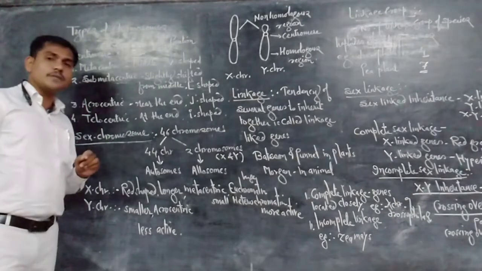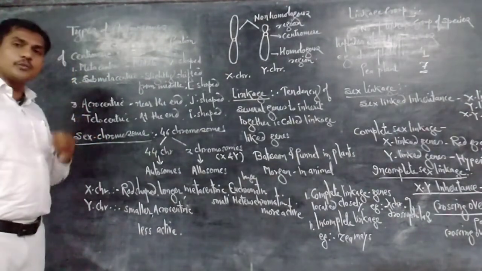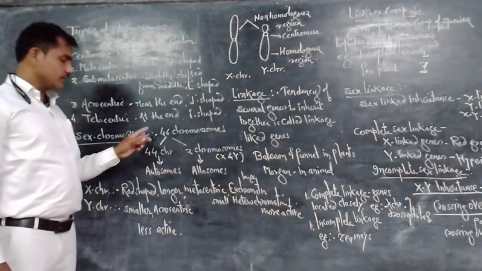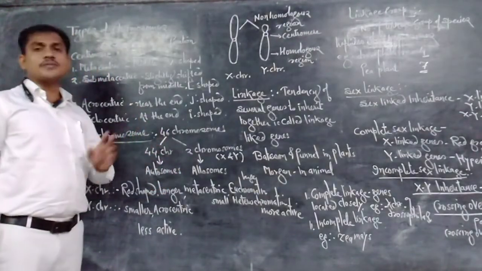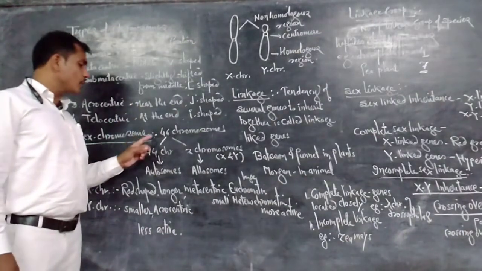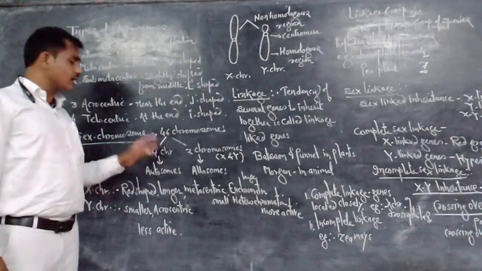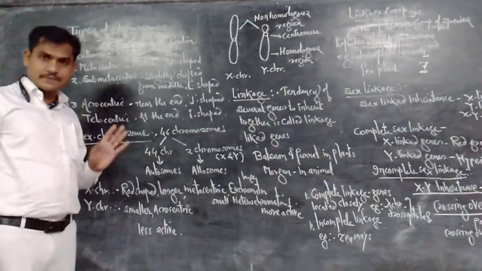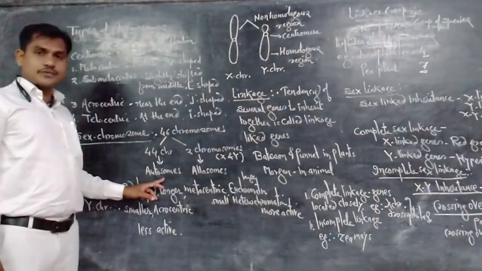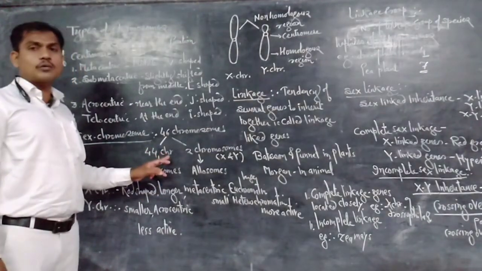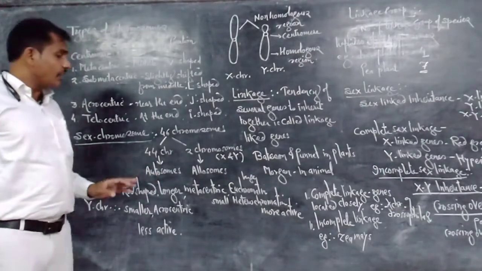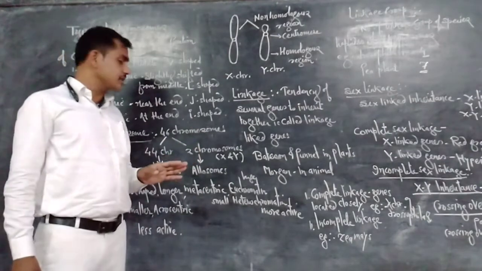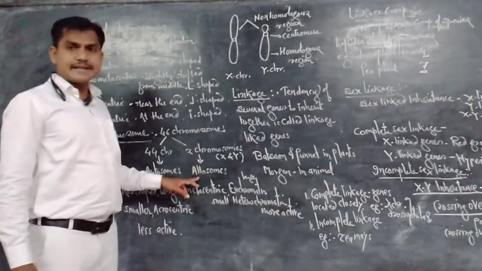Next one is the sex chromosome. As we know, in human beings a complete set of 46 chromosomes is present. Out of these 46 chromosomes, 44 are responsible for determining all the characteristics of the organism except sex. These are called autosomes: 22 pairs, 44 chromosomes. While one pair, or 2 chromosomes, are responsible for determination of sex. These are called allosomes or sex chromosomes.